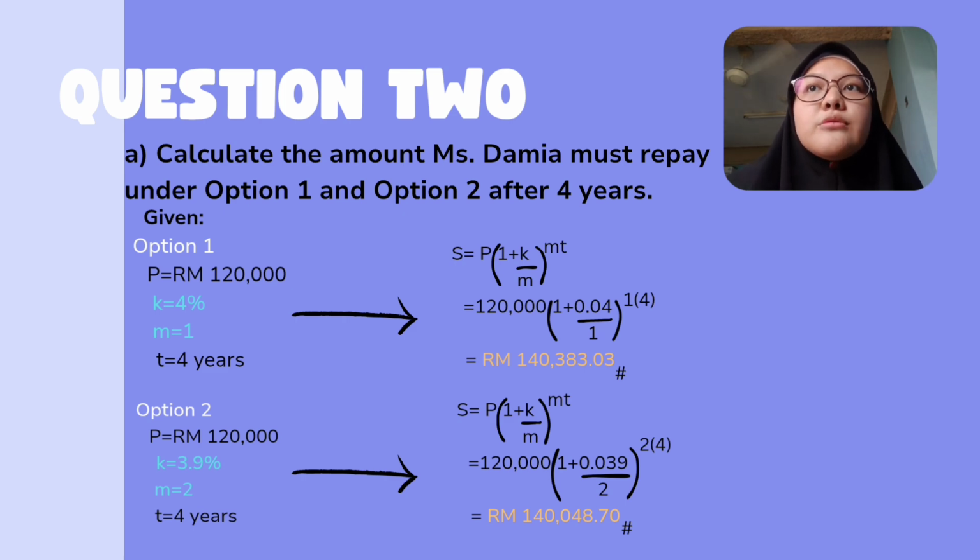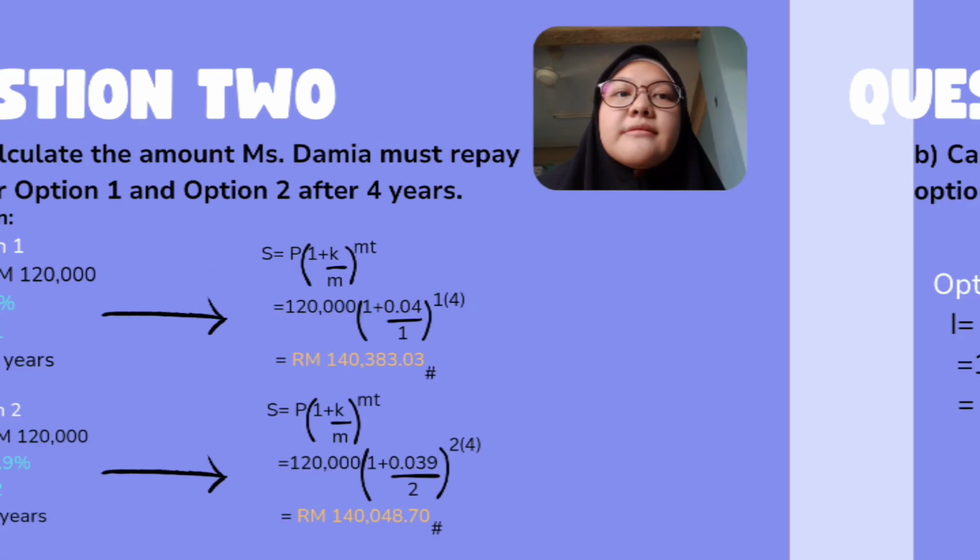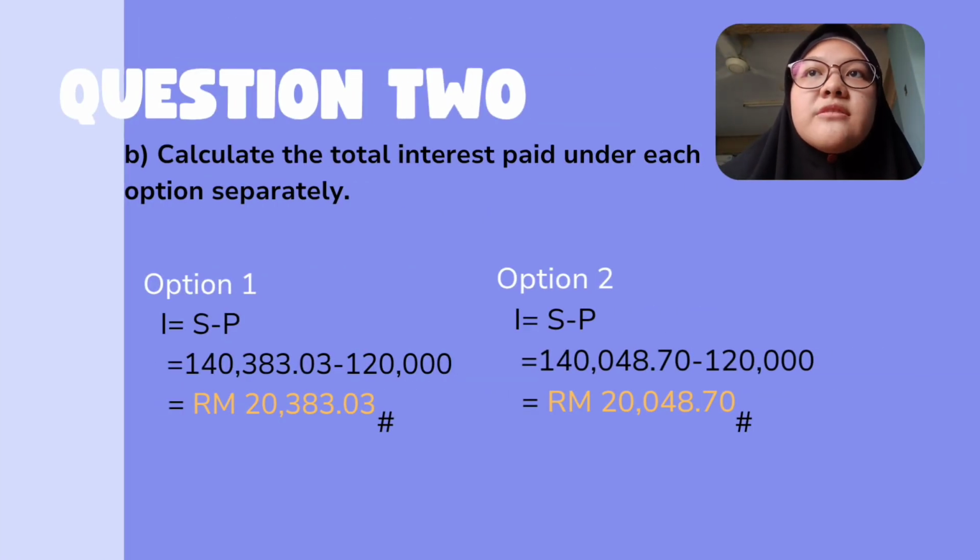Given for option 1, P equals RM 120,000, K equals 4%, M equals 1, and T equals 4 years. So we'll be using the formula S equals P(1 + K/M) to the power of M multiplied by T, and then we get for option 1 RM 140,333 and 3 cents. For option 2, given P equals RM 120,000, K equals 3.9%, M equals 2, and T equals 4 years, we'll be using the same formula as option 1. So we will get RM 140,043 and 70 cents.